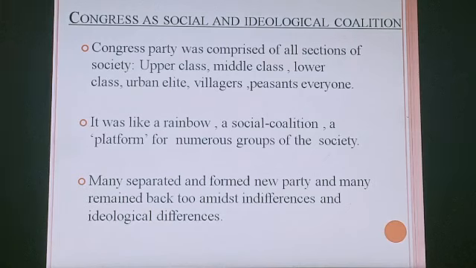Okay, and it was like a rainbow, like when we see a rainbow, different colors, so different groups were there. It was a social coalition, and it was a platform for numerous new or small groups of the society. All right, so many groups were there at the time, so they got a chance in the Congress because they accepted them also. However, you can see an ideological coalition also here. Many have different ideological perspectives. However, their perspective or their ideology were also welcome.